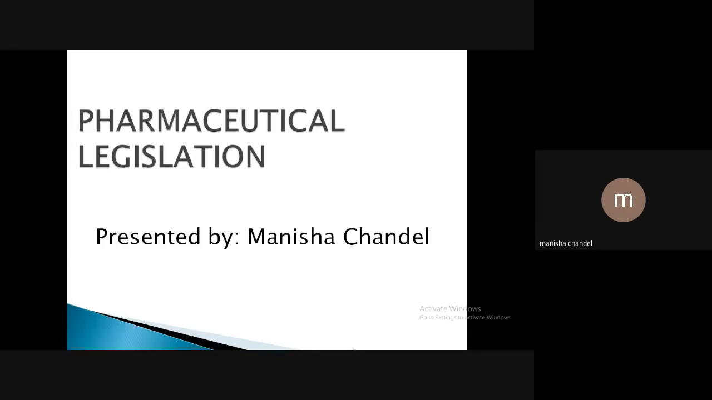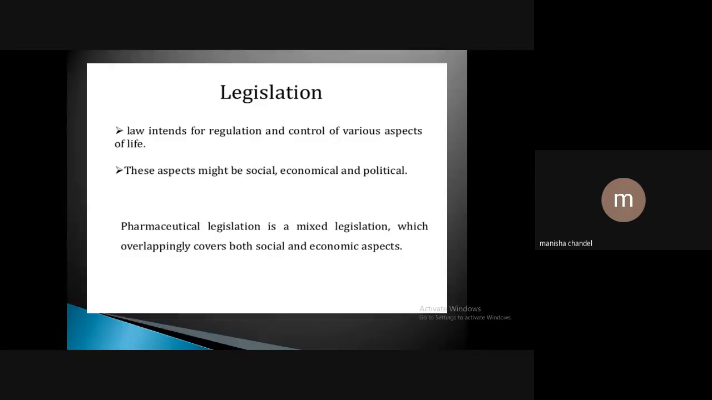So today we are going to learn about pharmaceutical legislation. So what is legislation? Law intended for regulation and control of various aspects of life. These aspects might be social, economical, and political. Pharmaceutical legislation is a mixed legislation which overlappingly covers both social and economical aspects.